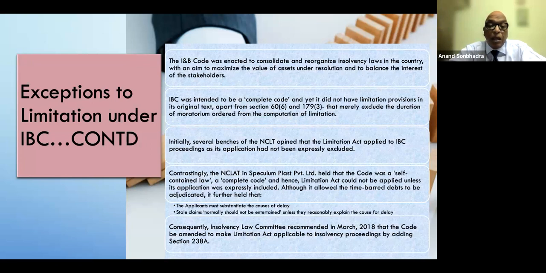Consequently, on the recommendation of the law committee, made in March 2018, the government amended the IBC and added Section 238A to make the Limitation Act applicable to IBC.